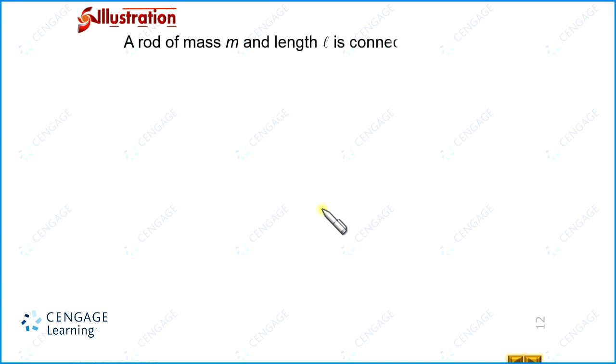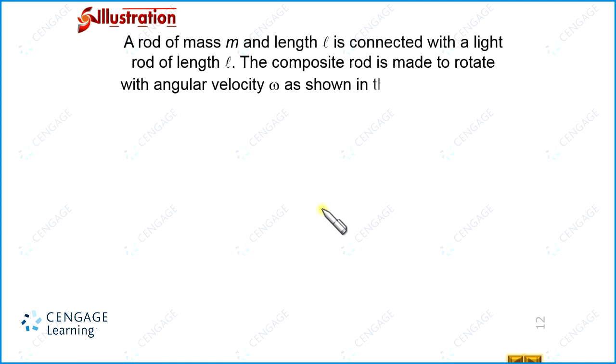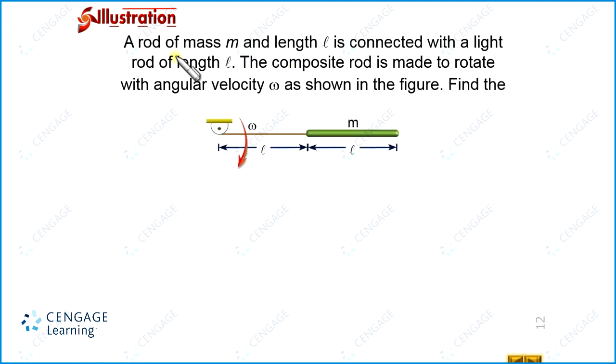In this illustration, a rod of mass m and length L is connected with a light rod of length L. You can observe in this diagram, this is a light rod of length L, and this rod has mass m and length L. The composite rod is made to rotate with angular velocity omega. You can follow the diagram.